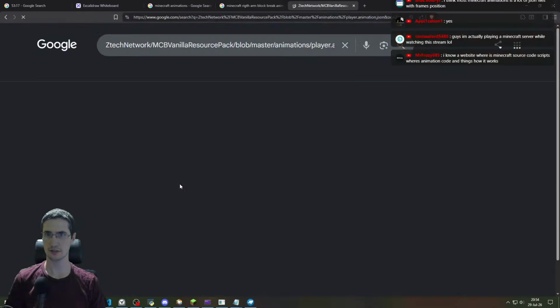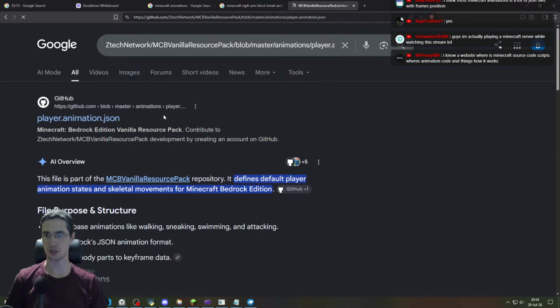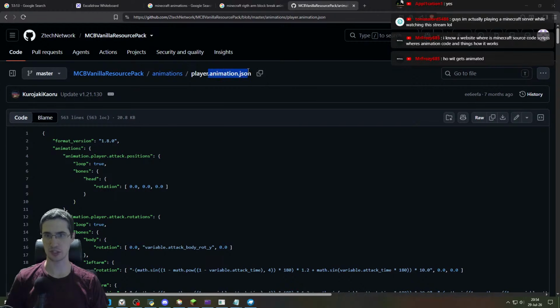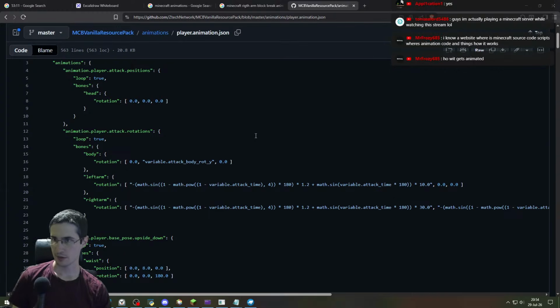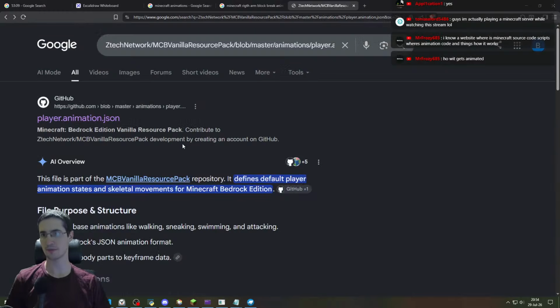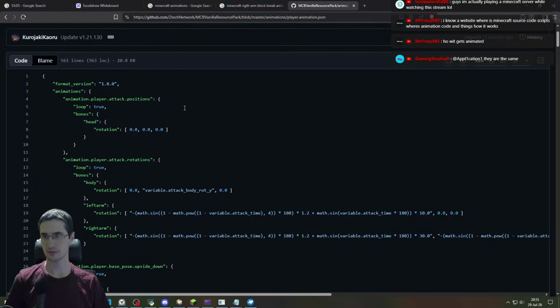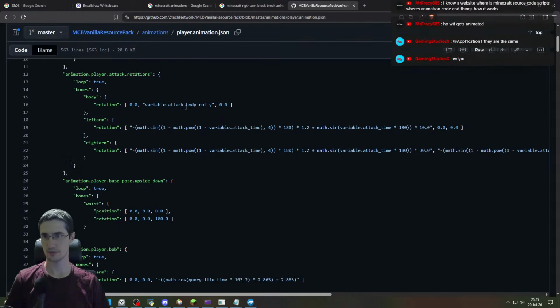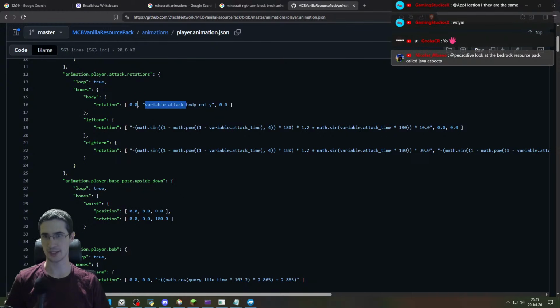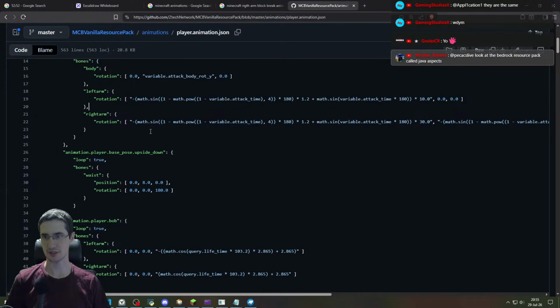What's this, chat? Player animation JSON. So what's this? Okay, we have rotation here. Variable attack body rotation Y. Rotation, left arm, right arm. What's this?